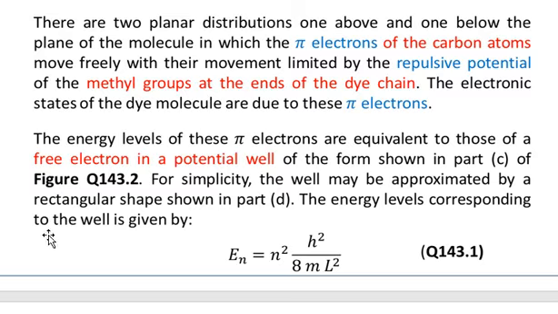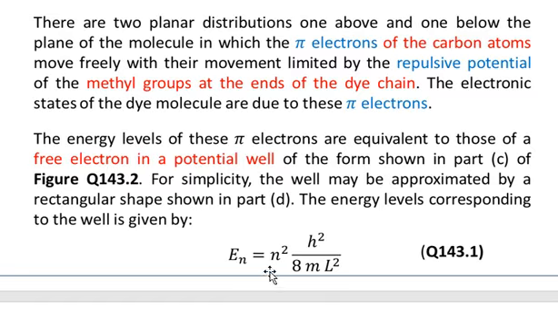The energy levels corresponding to the well are given by this: the energy of a free electron in the potential well. En is the energy of the electron in the nth state, given by n squared multiplied by h squared over 8mL squared, where h is Planck's constant, m is the mass of the electron, and L is the length of the potential well. And n takes integer values and gives you the state of the electron. For example, if n is equal to 1, then the electron has an energy in its lowest state.